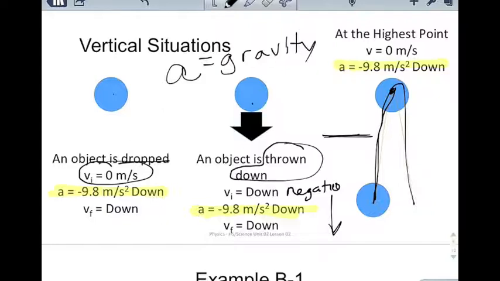And at the highest point, whenever you take an object and you throw it up in the air, when it reaches its highest point, its velocity actually becomes 0 because the object goes up, up, up, stops, and then comes back down. So for that brief instant where it's at its highest point, its velocity is 0. So these are just a couple of key situations. You can look for these whenever you're trying to solve problems.